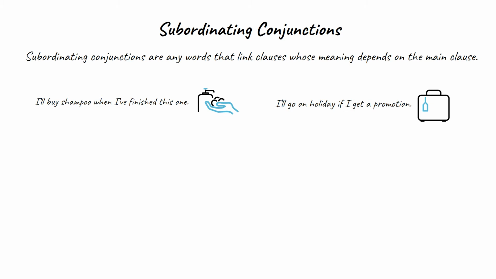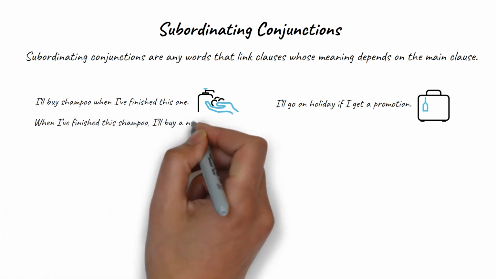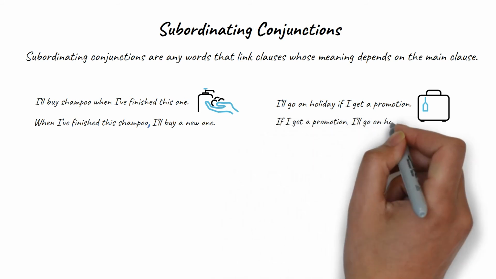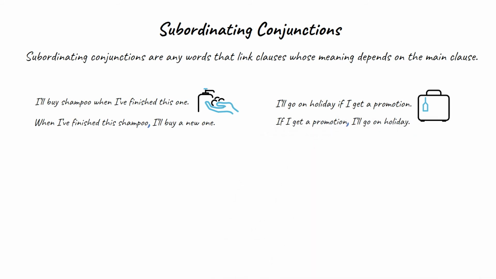I did not use a comma with these sentences. It is, however, possible to use one before when and if. Either use is correct. We tend to use a comma, though, when the subordinating clauses start the sentences. When I finish this shampoo, I'll buy a new one. If I get a promotion, I'll go on holiday.